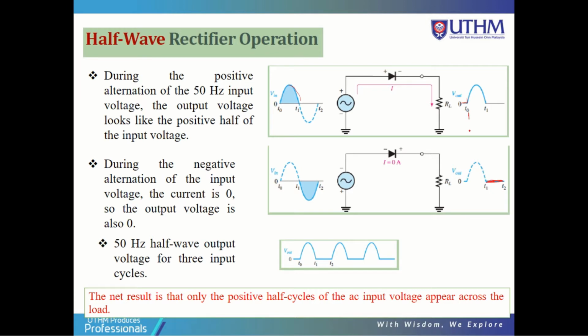Ni yang tadi ni yang atas ni. So di output akan jadi macam ni lah. Ni yang input dia yang macam ni. So output dia tak ada, sebab bila dia at the negative cycle, dia jadi reverse bias. Bila reverse bias, dia no current flow.